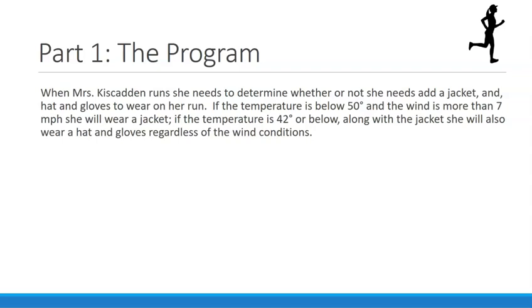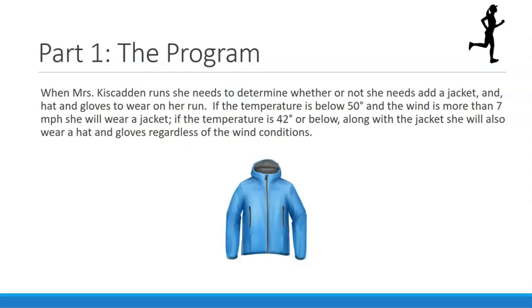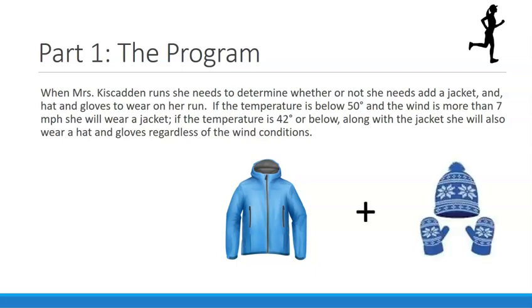If the temperature is above 50 degrees, I will not add anything extra to my run. If the temperature is below 50 degrees, but there's really no wind, I still will not add anything extra to my run. But if the temperature is below 50 degrees and the wind is more than 7 miles per hour, I'm going to add a jacket to my gear for my run. If the temperature is 42 degrees or below, along with the jacket, I will also add hat and gloves, regardless of the wind speed.